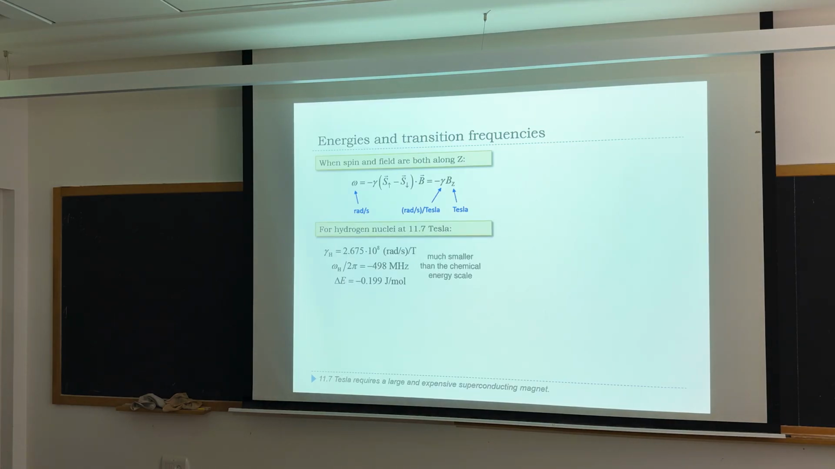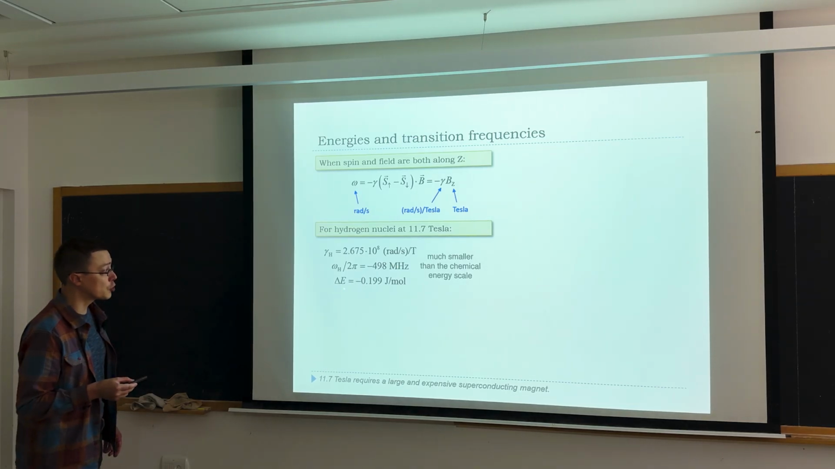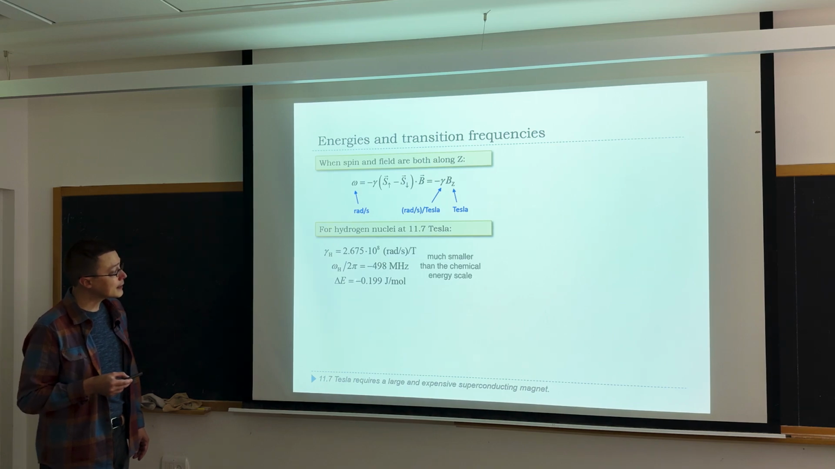For hydrogen nuclei in a typical 11.7 Tesla magnet of the kind that your department would have in the basement, that's the magnetogyric frequency of the proton. And then if you divide it by 2 pi to convert it to linear frequency, that's about 500 megahertz. And if you multiply it by Planck's constant and by Avogadro's number to get it in joules per mole, you can see this is tiny.